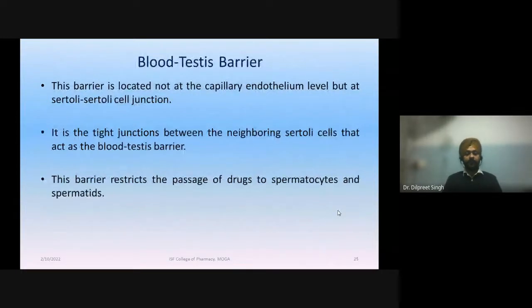Blood testicular barrier. This barrier is located not at the capillary endothelium level, but at the Sertoli cell junction. It is a tight junction between neighboring Sertoli cells that acts as the blood testicular barrier. This barrier restricts the passage of drugs to the spermatocytes, and it also protects spermatogenesis during reproductive development.